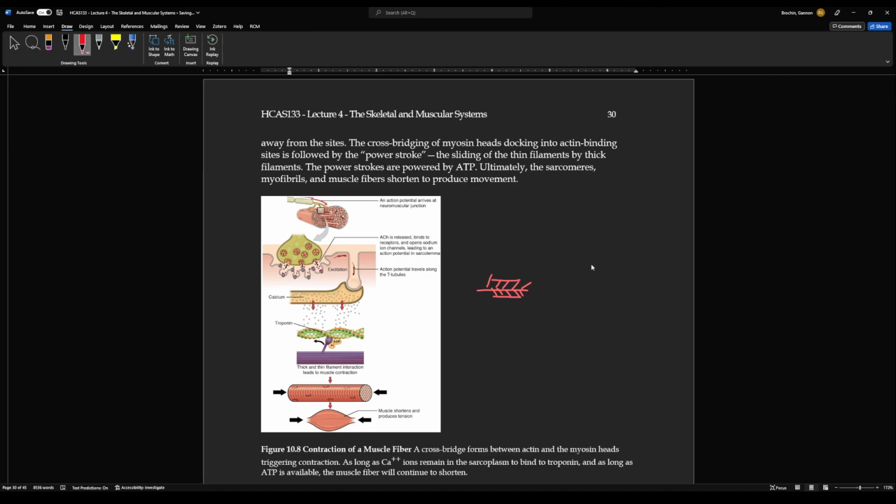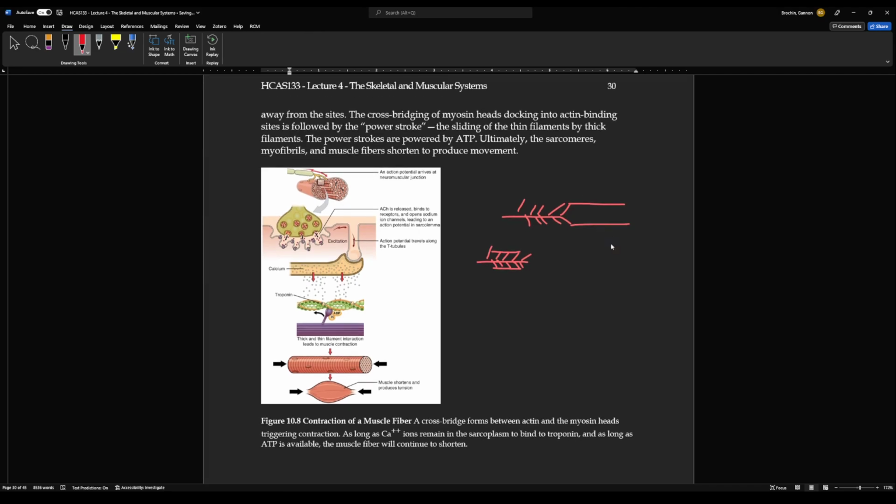contract any further. Conceptually, the same thing kind of happens the other way, where there can be very minimal contraction because there's not enough myosin heads attached, right? So this means the muscle's in a weak position, whereas in this scenario, if all of the binding sites can be taken up, the muscle's in a very, very, very strong position.